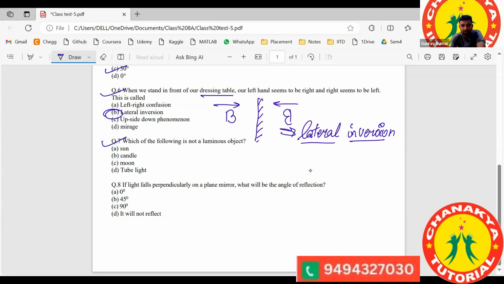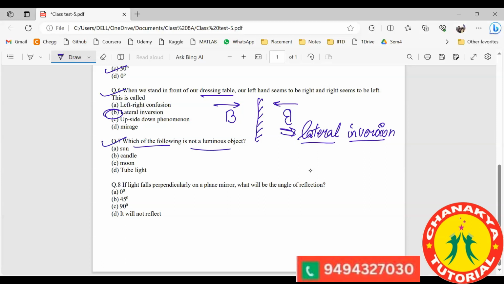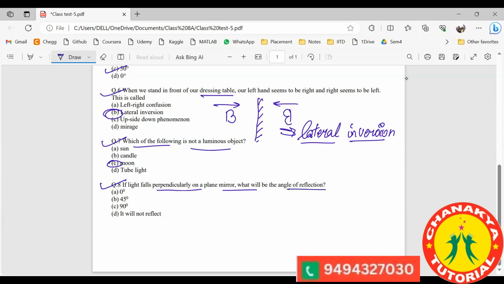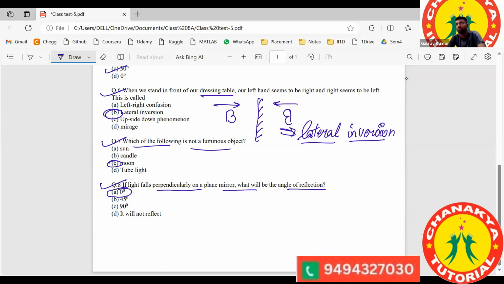Number 7. Which of the following is not a luminous object? Moon. Very good. Anyone has any doubt? No, sir. Okay, good. Now number 8. If light falls perpendicular on a plane mirror, what will be the angle of reflection? 0 degrees. Very good. Some of you must have a doubt in this question.